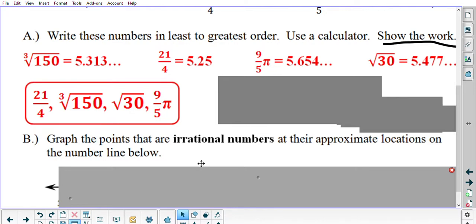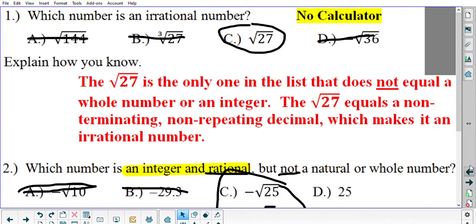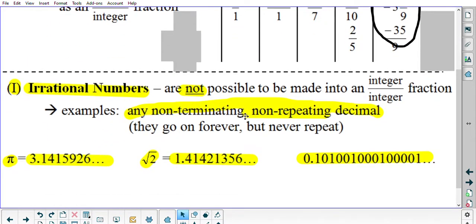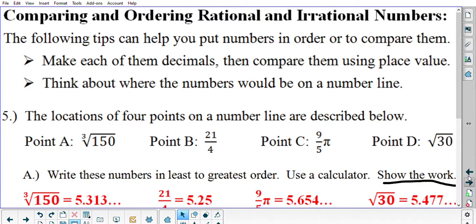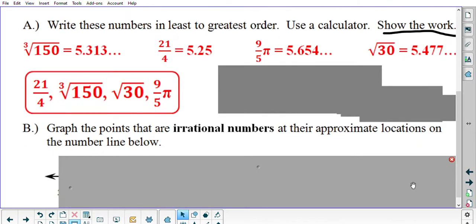Okay, I hope you've done part B on your own. It said graph the points that are irrational numbers. If you have already forgotten, irrational numbers are the ones that are not possible to be made as an integer over integer fraction. And they are the decimals that go on forever but never, ever, ever repeat. So I only want to graph those numbers, the irrational ones.